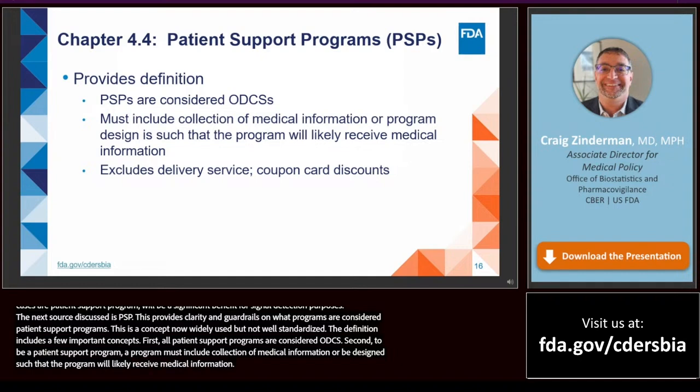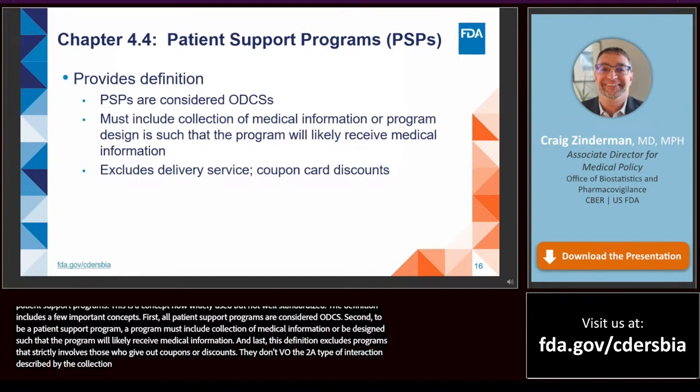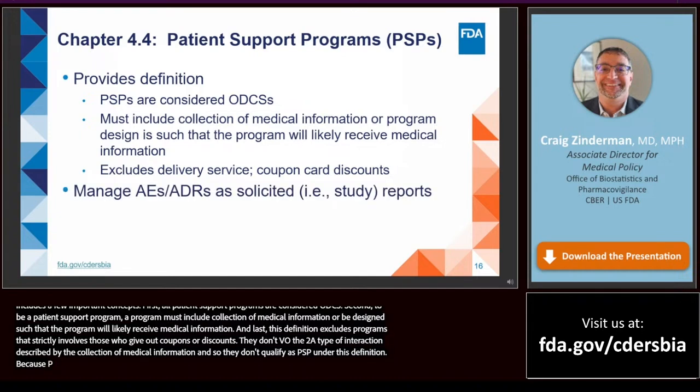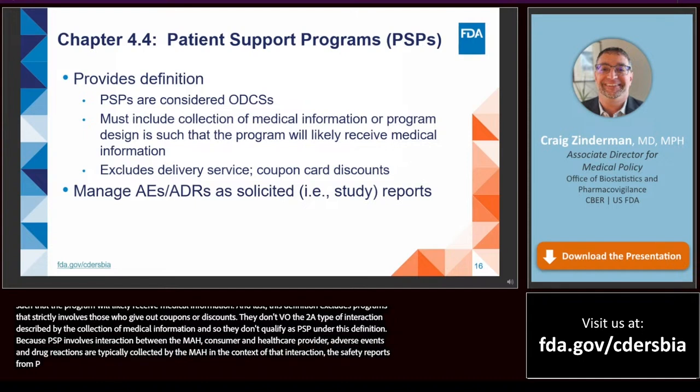And last, this definition excludes programs that strictly involve delivery of a medical product to a patient's home or which only give out coupons or discounts. These kind of programs don't involve the two-way type of interaction that's described by the collection of medical information, and so they don't qualify as PSPs under this definition. Because PSPs involve the interaction between the MAH and the consumer or healthcare provider, and adverse events and adverse drug reactions are typically collected by the MAH in the context of that interaction, the safety reports from PSPs are considered solicited or study reports.